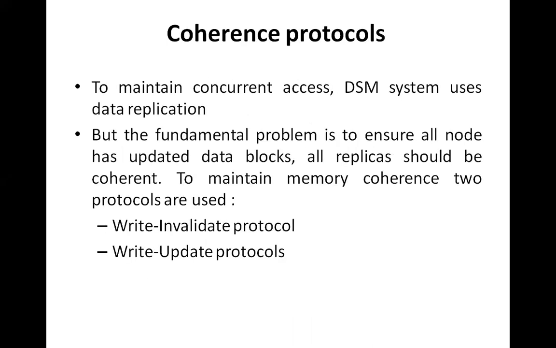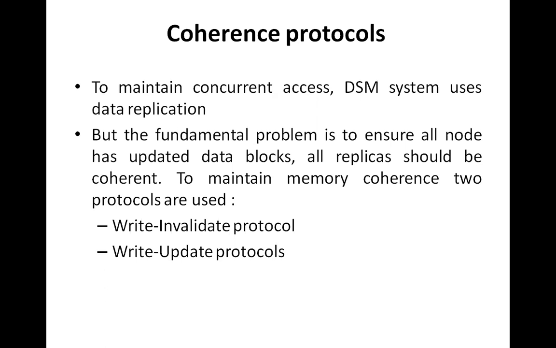Now, the coherence protocol. As we know, in the case of a distributed shared memory system, concurrent accesses are allowed. And to provide these concurrent accesses, the distributed shared memory makes use of data replication, where copies of the data are maintained at the different nodes. It is copied to the different nodes which are trying to access that particular data.